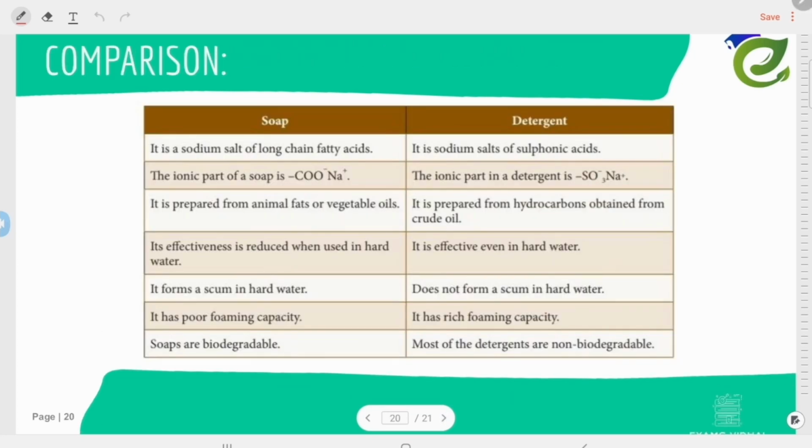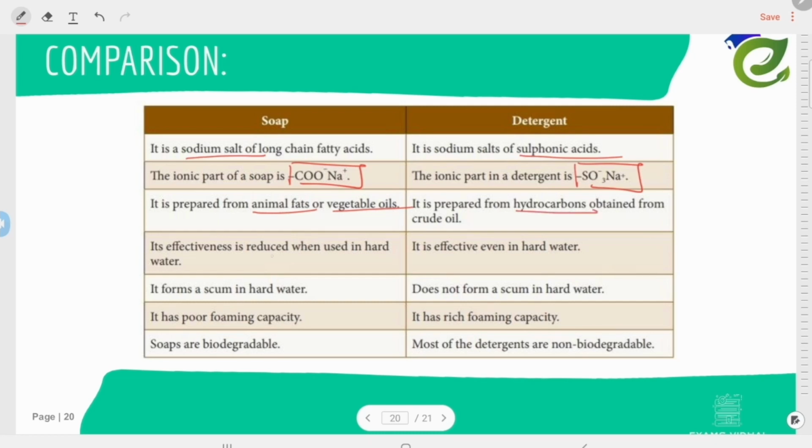What is the difference between soap and detergent? We've already discussed them. Let's just tabulate them. Soaps have sodium salt of fatty acid; detergents have sodium salt of sulfonic acid. The ionic part is COONa in soap and SO3Na in detergent. Soaps are prepared from animal fat or vegetable oil; detergents are prepared from hydrocarbons.